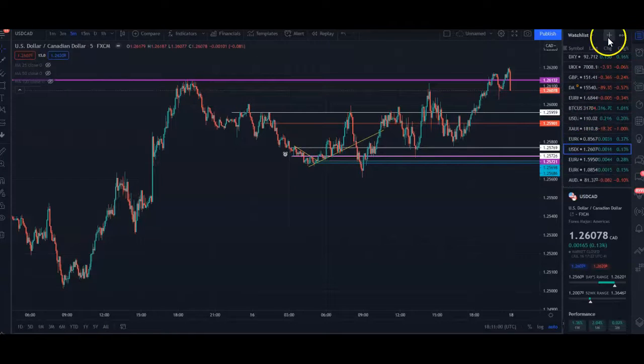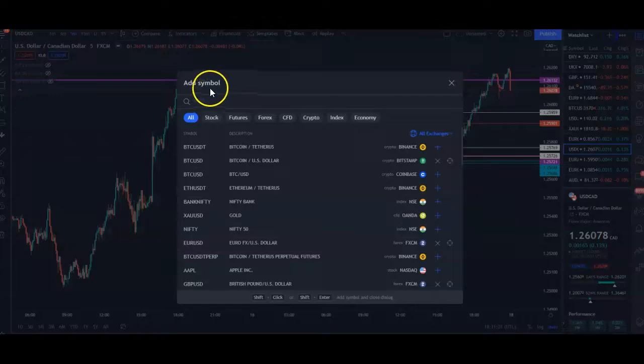So remember, guys, hit the plus sign, type in the pair that you're looking for, and Oanda is going to be the broker, or the exchange, that we're going to want to trade from and do our analysis from, because that's the one that's close enough to the binary brokers, right? Does that make sense, guys? If that makes sense.